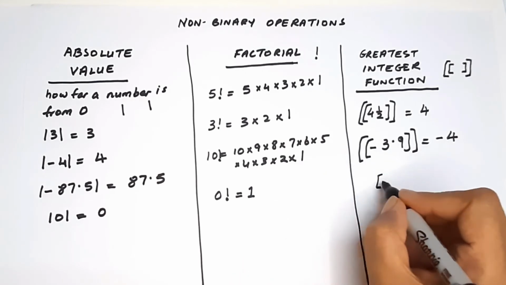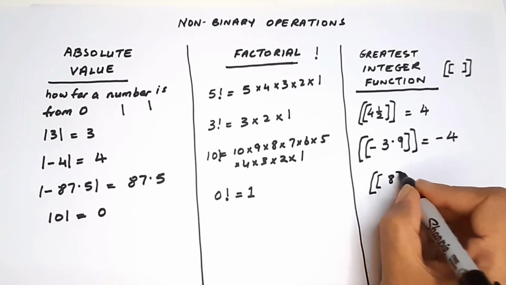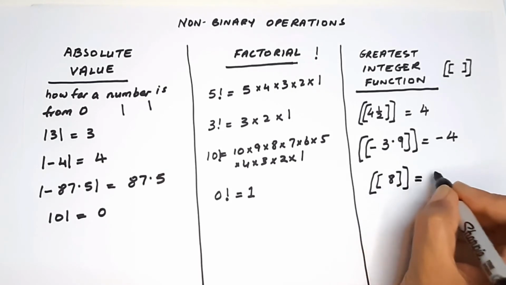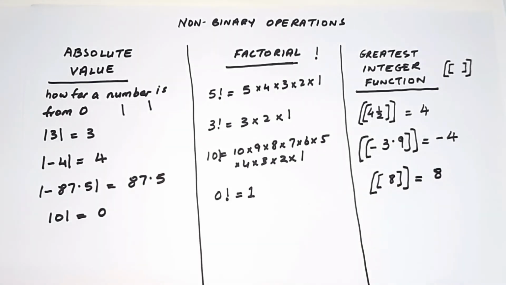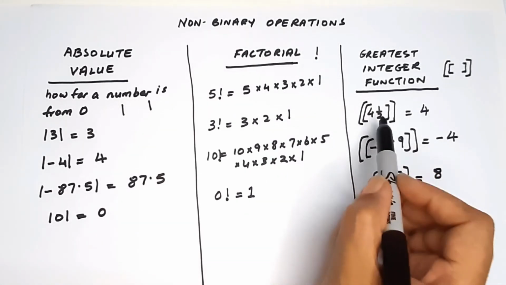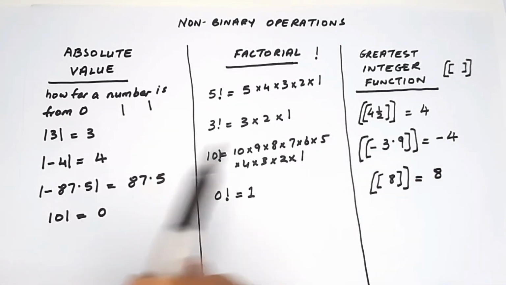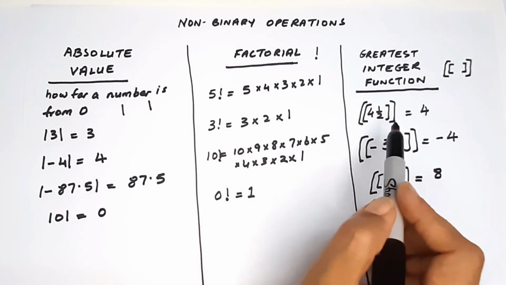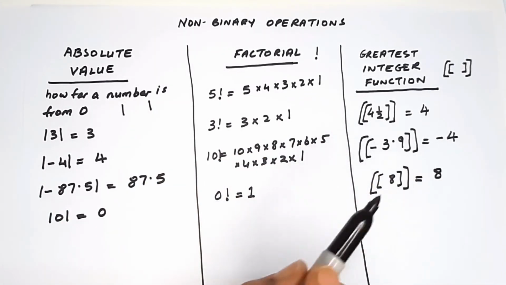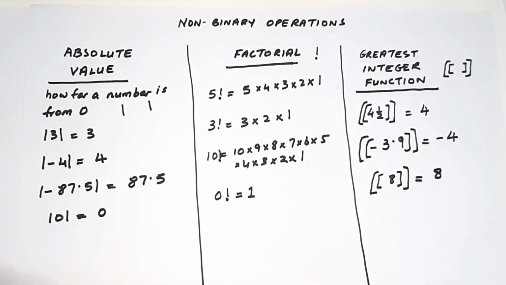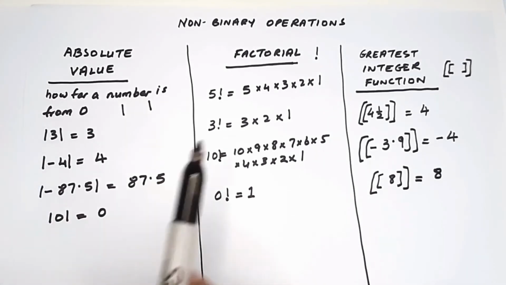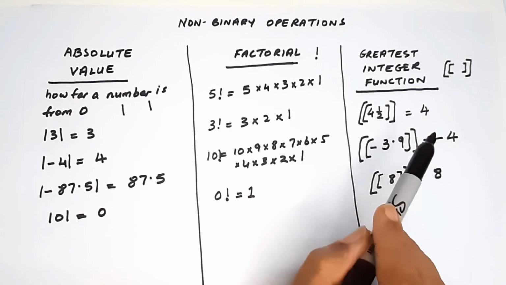Then greatest integer of any regular integer is the number itself. All right? You just cut off the decimal points and go to the smallest number possible. All right? So that was the greatest integer function. Could be a little confusing, but you will get used to it as time goes by. So today we learned the absolute value, factorial, and the greatest integer function.